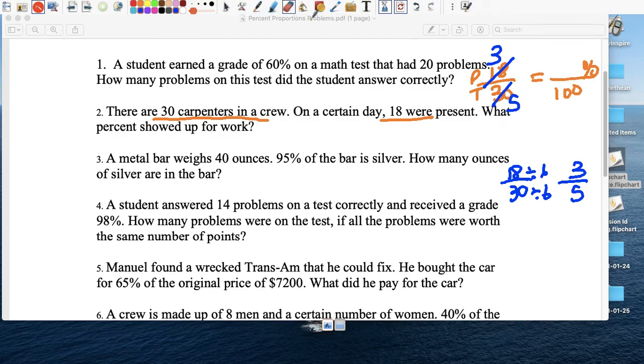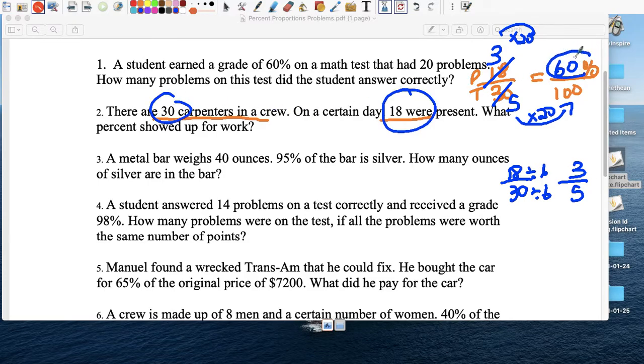Now we can find the relationship. 5 por cuánto es 100? Times what? Times 20. And over here, times 20. 3 times 20 is 60. So 18 people vinieron a trabajo de 30. ¿Qué porcentaje es esto? That's 60%.